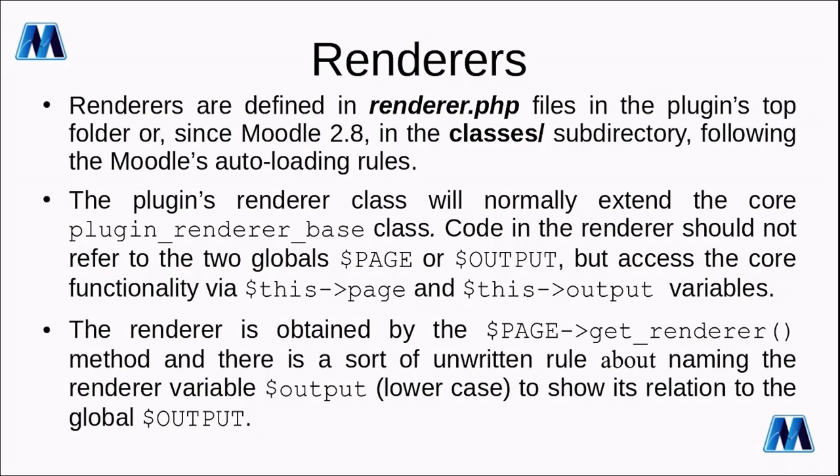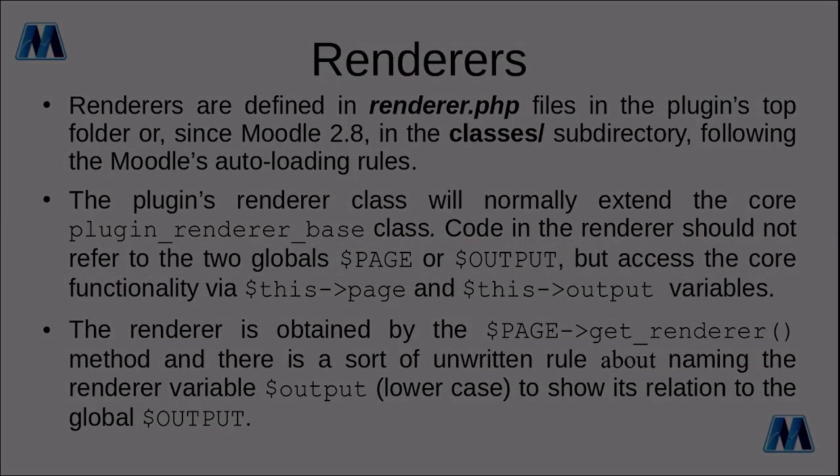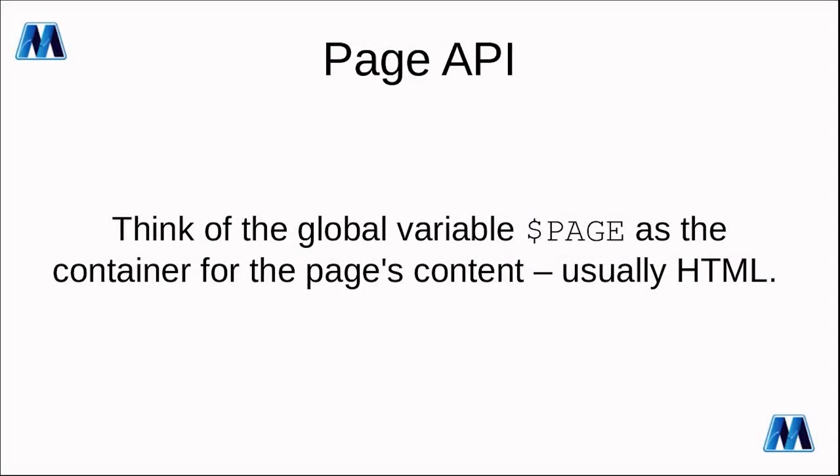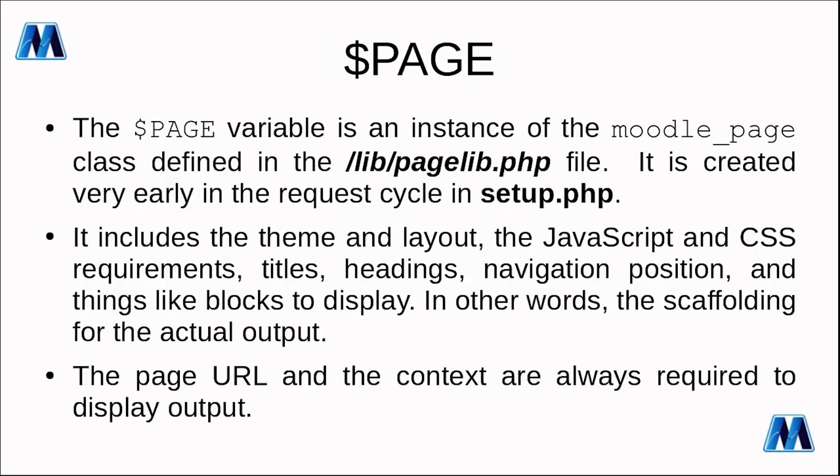Now we mentioned the global page variable, so what we're going to do is have a look at the page API as well now. You can think of the global variable $PAGE as a container for the page content, which is usually HTML. So it's like the scaffolding around the actual content for the page. The variable is an instance of the moodle_page class, which is defined in the pagelib.php file in the lib folder, and it is created very early in the request cycle in setup.php.